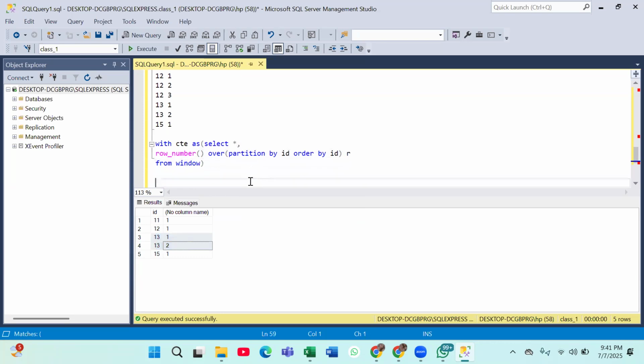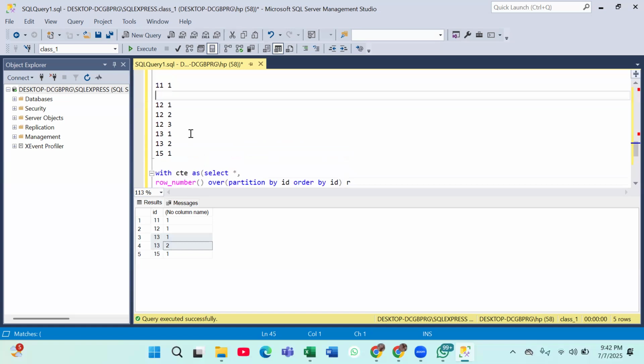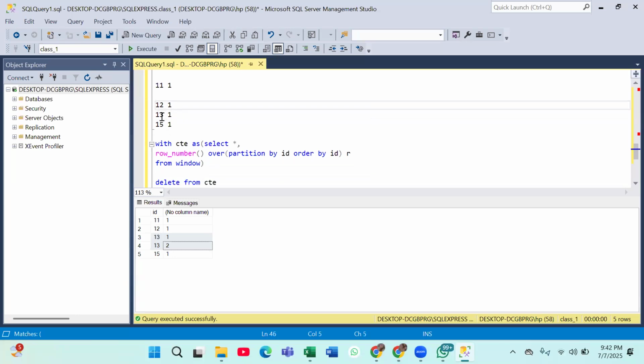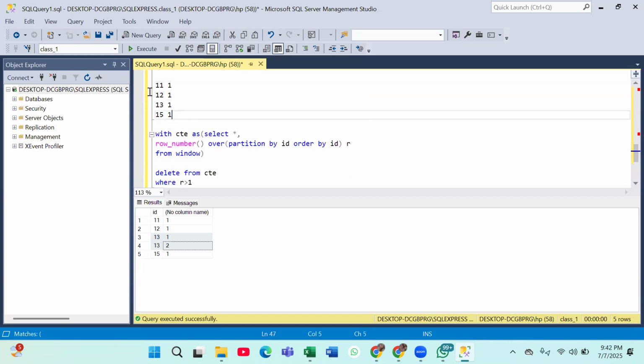So now can I say that I want to delete from my CTE where my row number is greater than, or let's say, yes, is greater than 1. Can we say that? Now this will get removed. All these things that are greater than 1 will get removed. So we will get every ID one time only. Don't you guys think that? Am I right?